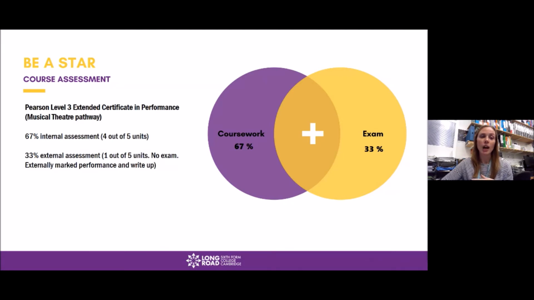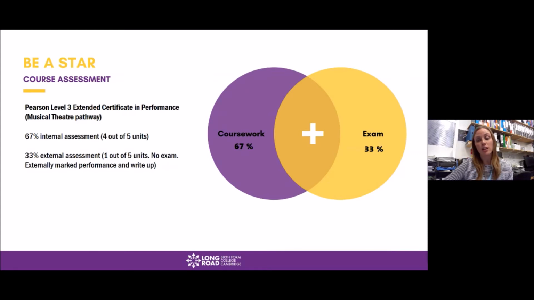So only 1 out of the 5 units is marked externally, but just bear in mind it's not necessarily an exam as you may well be used to at GCSE or in any other A levels that you might be looking at. It's a very different form of assessment that may well suit people that don't do very well in an exam situation, because there is no final end of year exam.